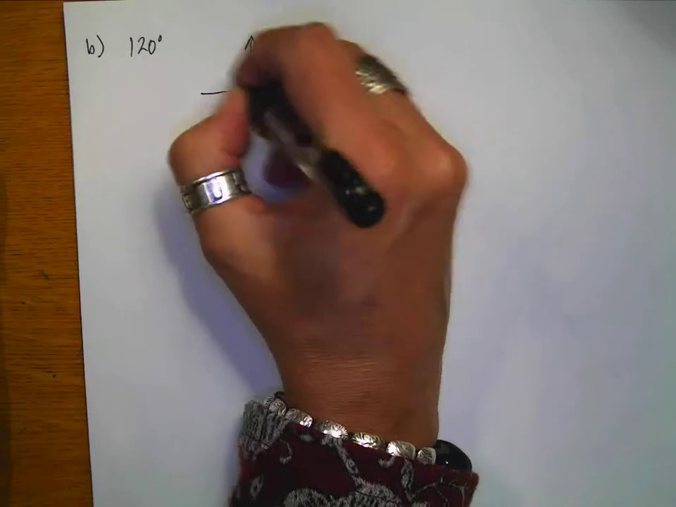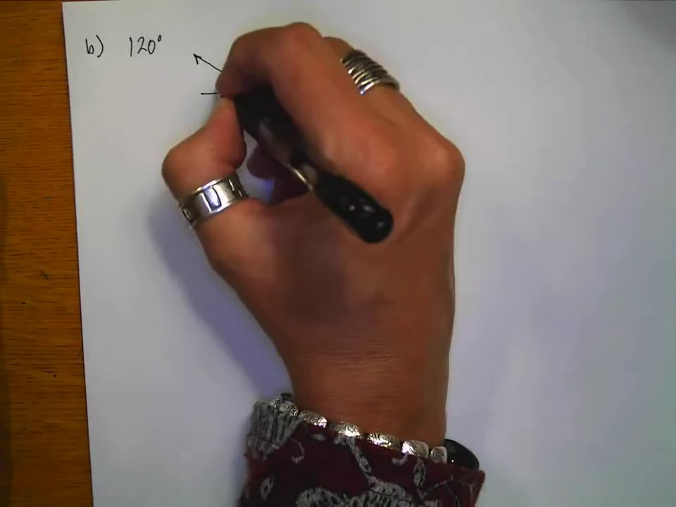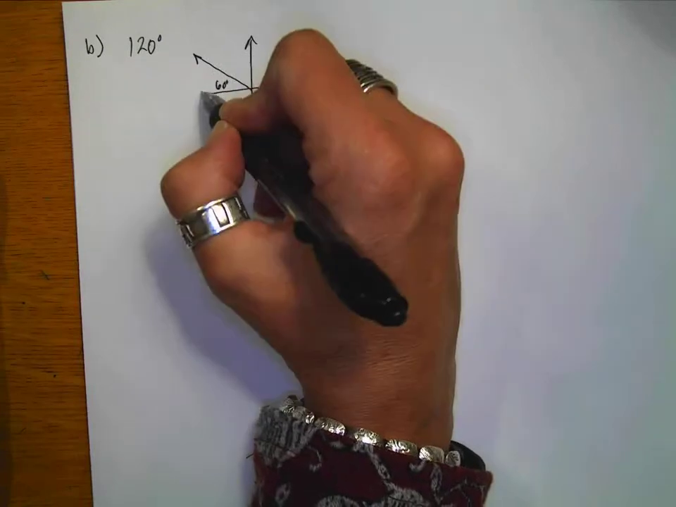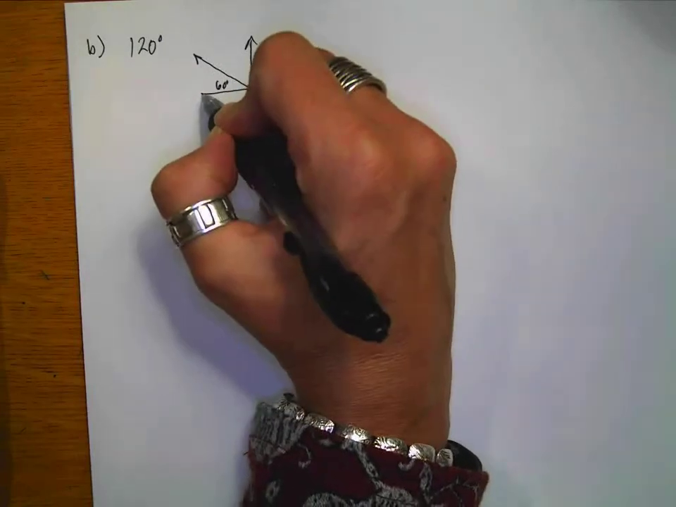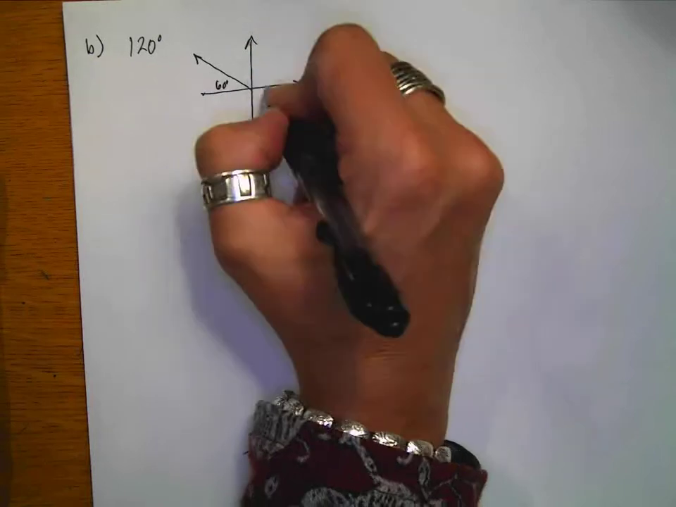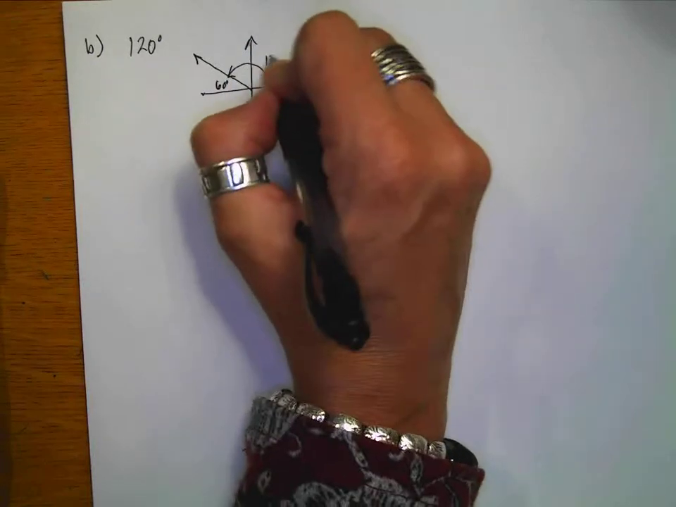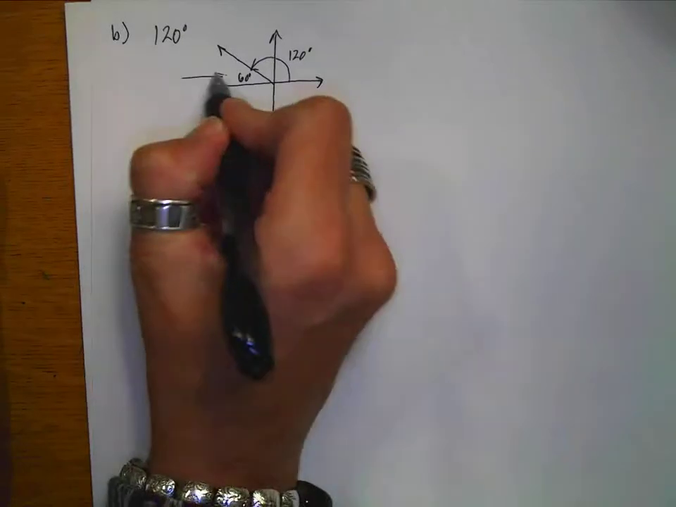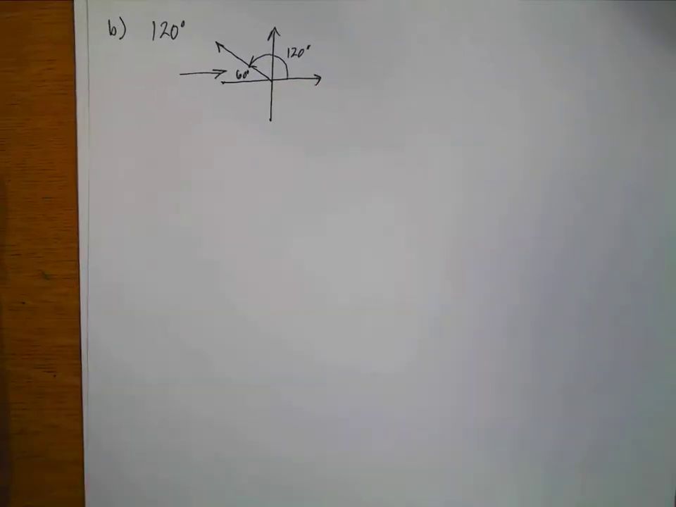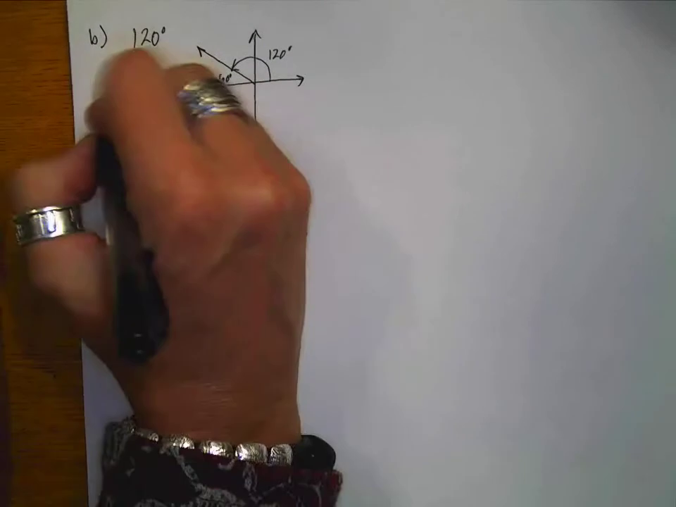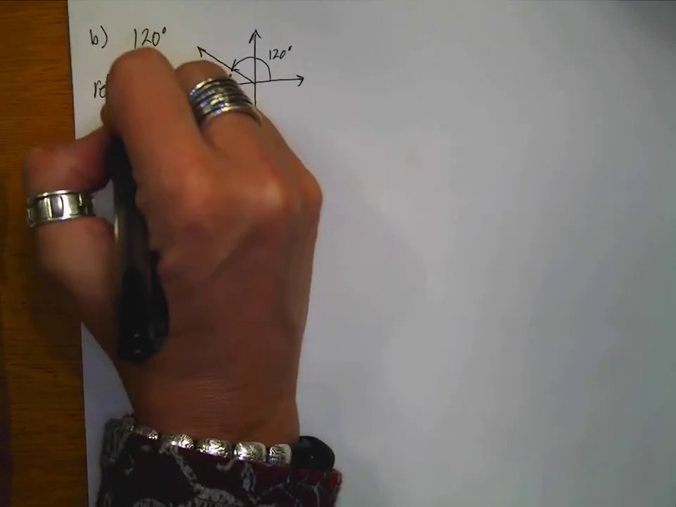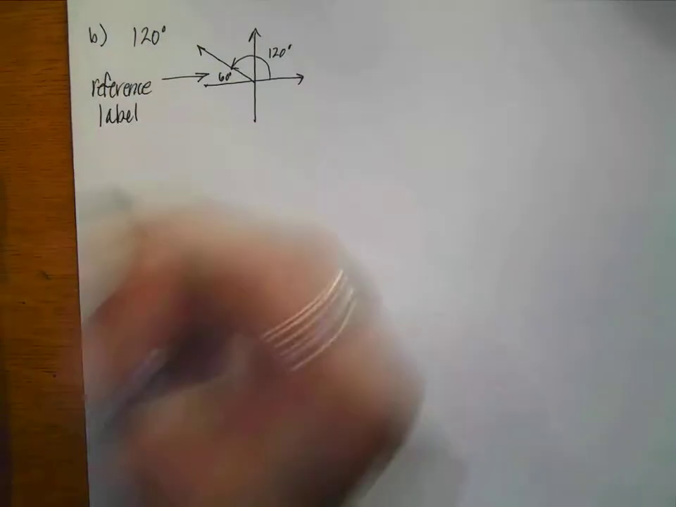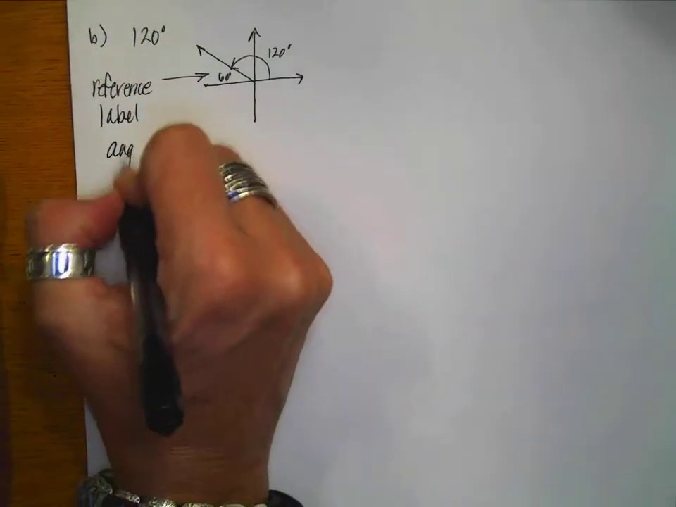So I'm going to sketch my angle. 120 is here. This angle is 60 degrees. So if I went all the way to the x-axis, this would be 180 minus 60. This is 120 degrees. Okay? This little angle right here is called the reference angle, and you will always be expected to label that reference angle, okay?